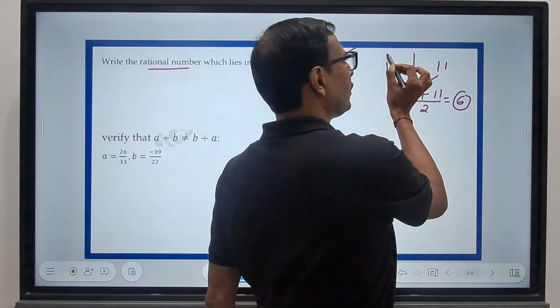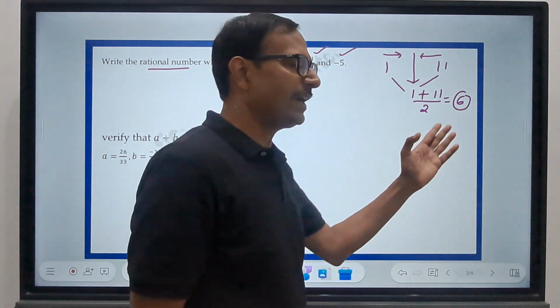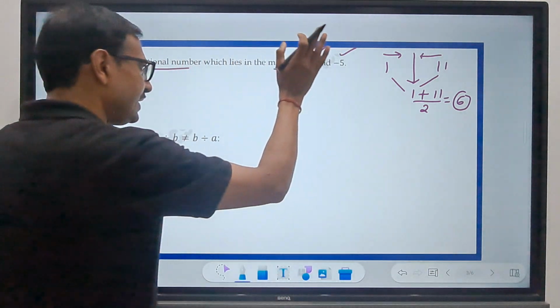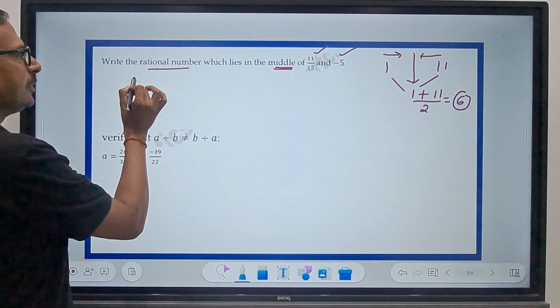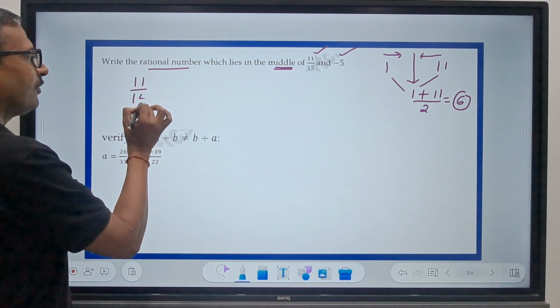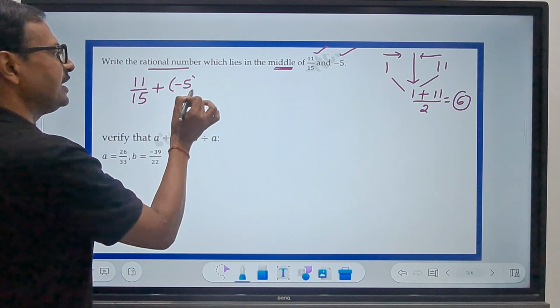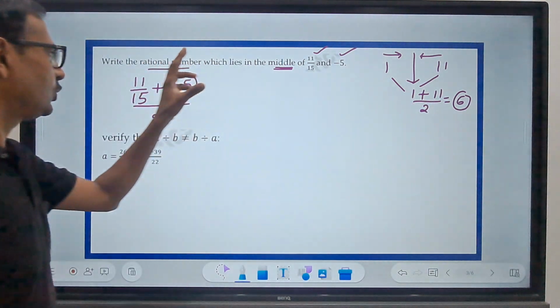So you don't have to count forward from 1 or backward from 11. You can just find the mean. Likewise, in this question also, you have to find the middle number, and that middle number will be the sum of 11 upon 15 and minus 5 divided by 2. This is what I did here, and that's what I am going to do here.